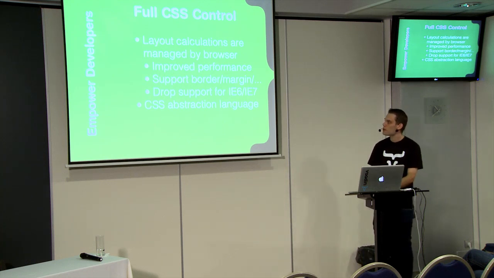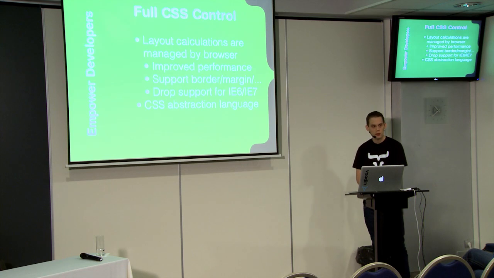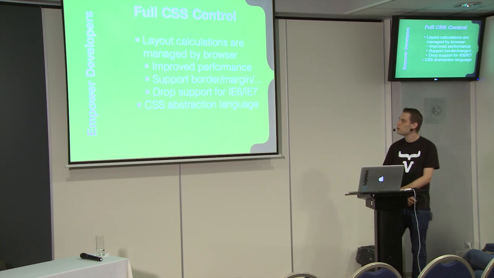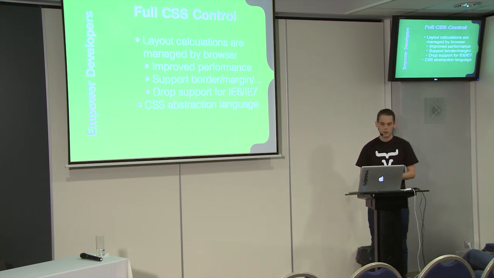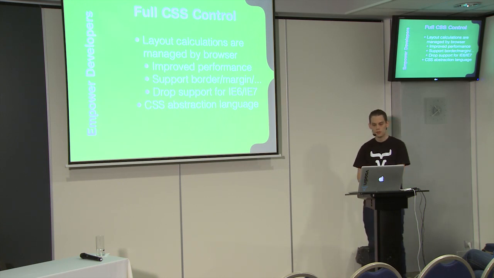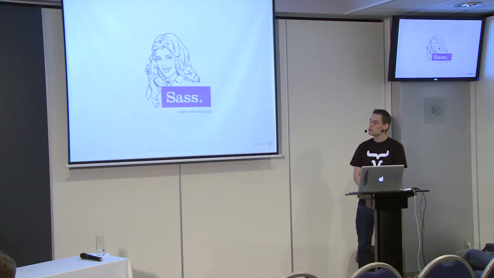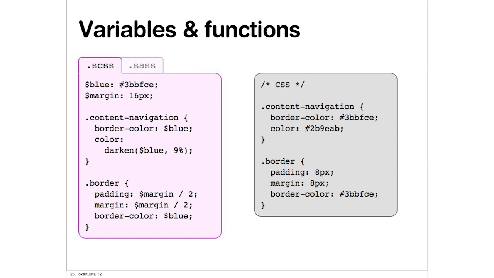Also, CSS borders and margins were a bit problematic with Vaadin 6, but now in Vaadin 7 you can use those too. We also provide built-in support for a CSS abstraction language called Sass. I don't know if it's familiar to you, but we have our own Java implementation of this. And the advantage is that you can use, for example, variables in your CSS.